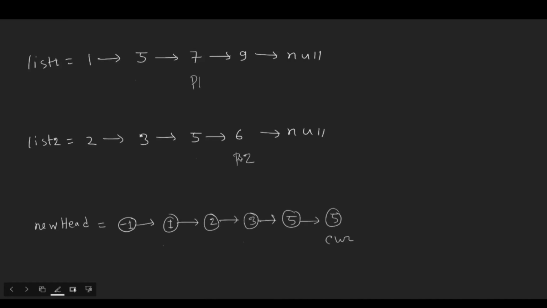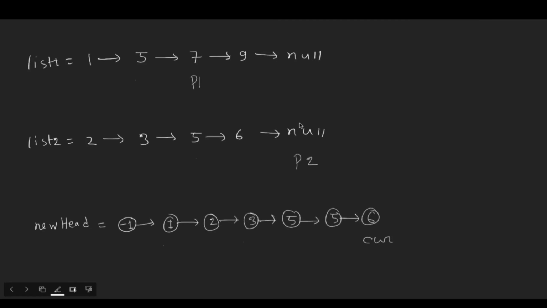Now we see that we have the minimum value at P2 pointer. So let's take from P2 pointer, which is 6. Let's move current to the next. So current will point here. Since we have taken from here, we have to move to the next. Now we saw that P2 pointer points to null.